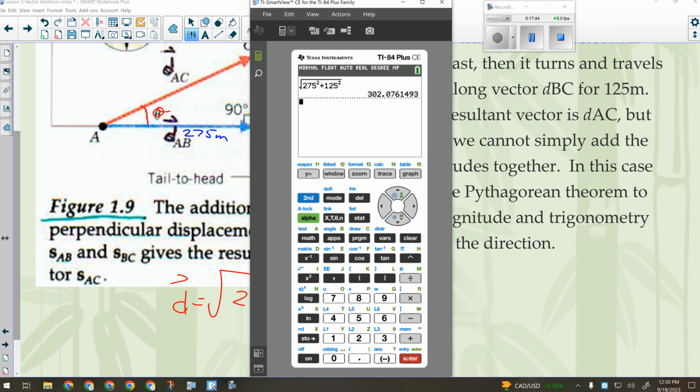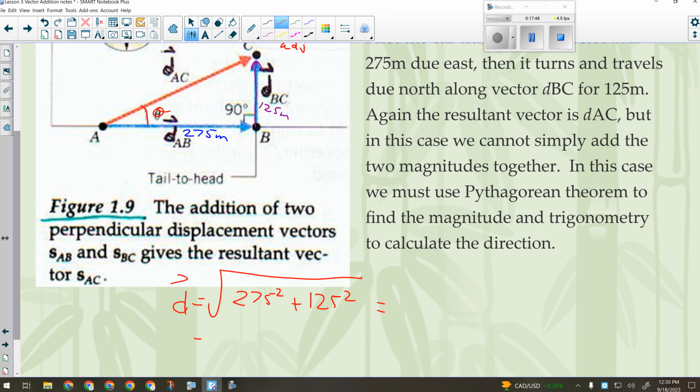Okay, so we're looking at 302.08. Alright, that's the magnitude of my displacement. Now I need to get the direction. Actually, at this point, I now know all three sides of the triangle, so you could use any one of those trig functions you wanted. For me, I'm going to use the two the question gave me, just in case I messed up my calculation at some point. Okay, so I want to find out what theta is.